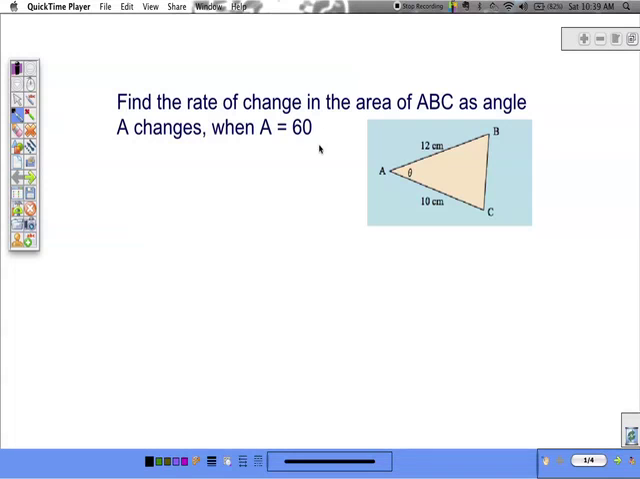So what we're looking at here is we need a formula for area. And we have a formula for area in that it's 1/2 times 12 times 10 times sine of theta. So our area function is 60 times sine of theta.